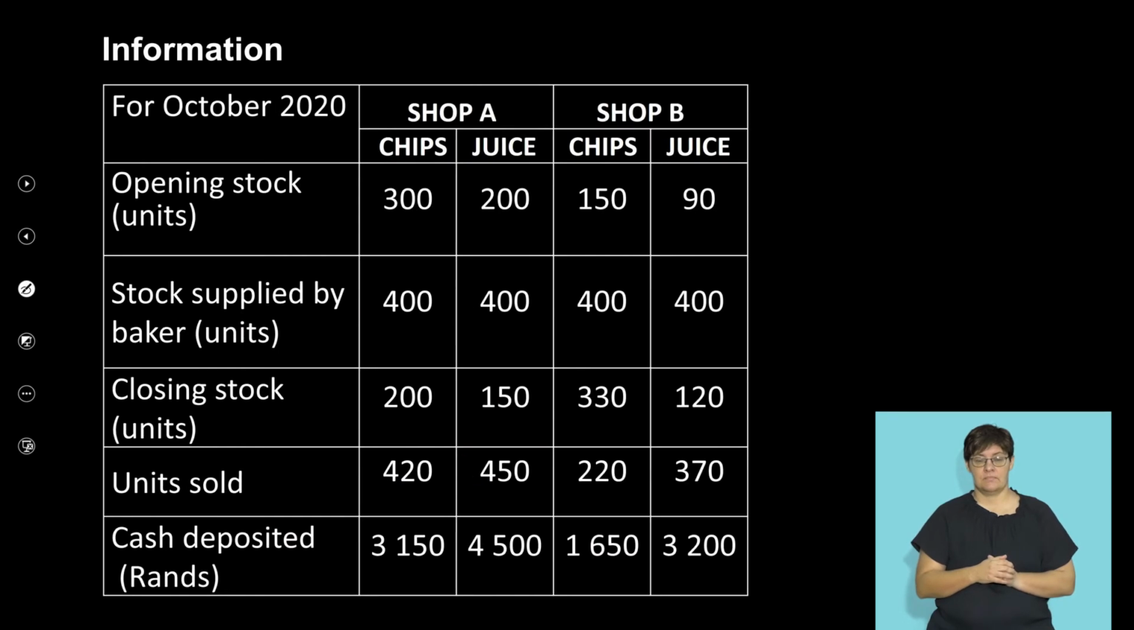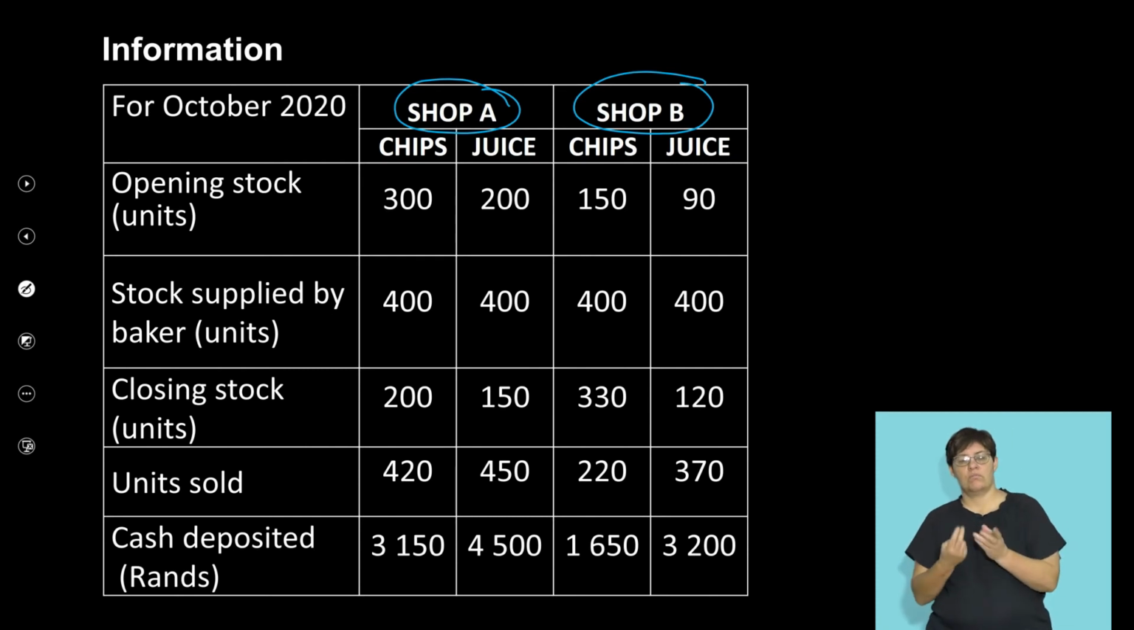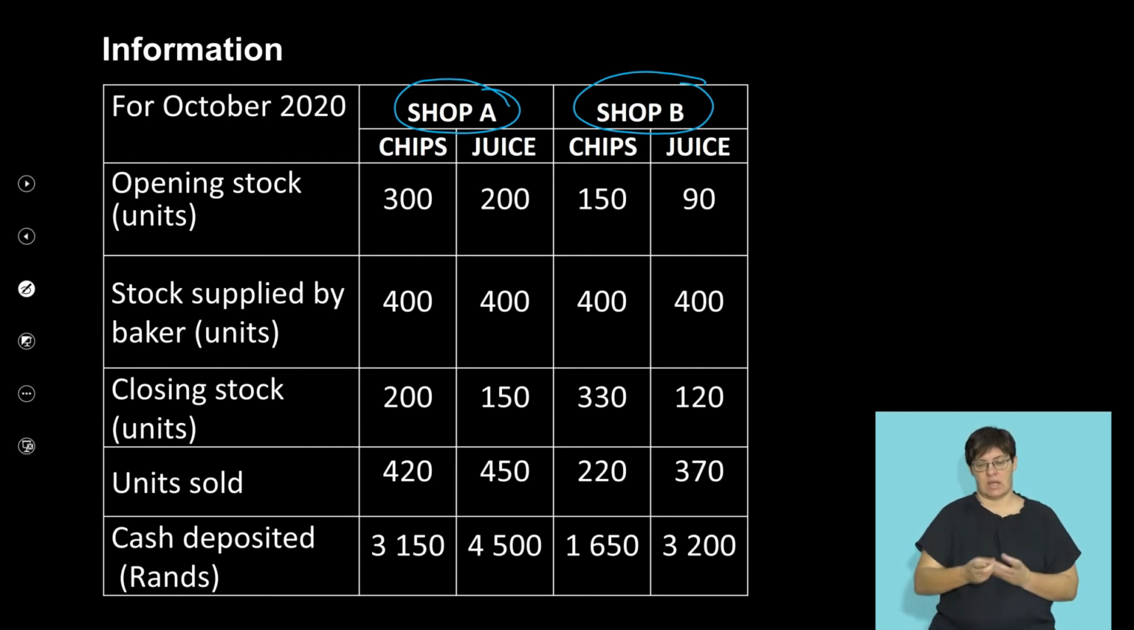Okay, there's our information. This is shop A and this is shop B, right? So there's our opening stock in units. There's our stock supplied by Baker. There's your closing stock. There's your units unsold. And there's your cash deposited in rands. Okay.